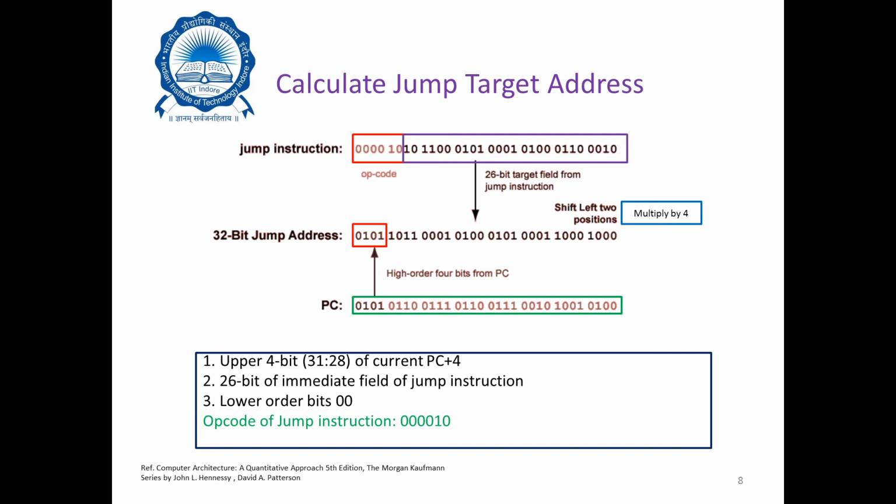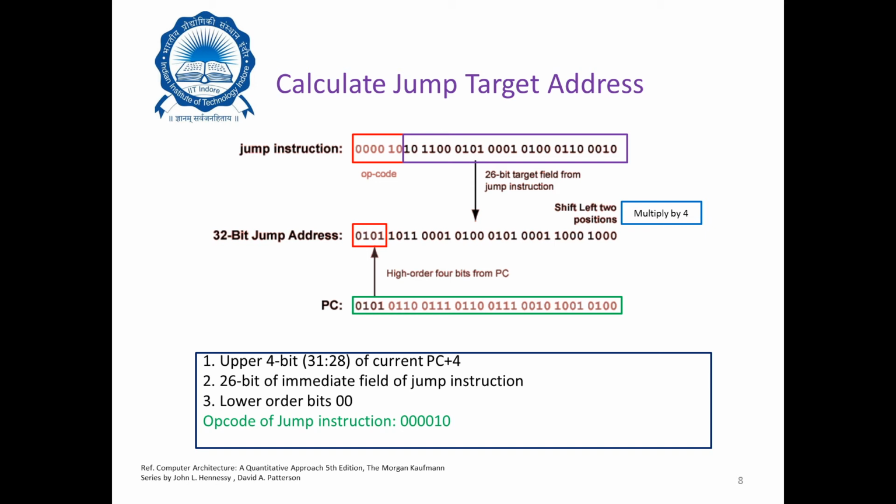Let me take an example. Let's say the jump instruction format, or J-type format, has the following content. You have 000010, which is the standard fixed opcode of J-type instructions for jump, and the remaining 26 bits are given by the number that you see inside the purple box. That is the 26-bit target field from the jump instruction. We call that the target field. Now from this content, I have to calculate the 32-bit jump target address, because we have the target field.